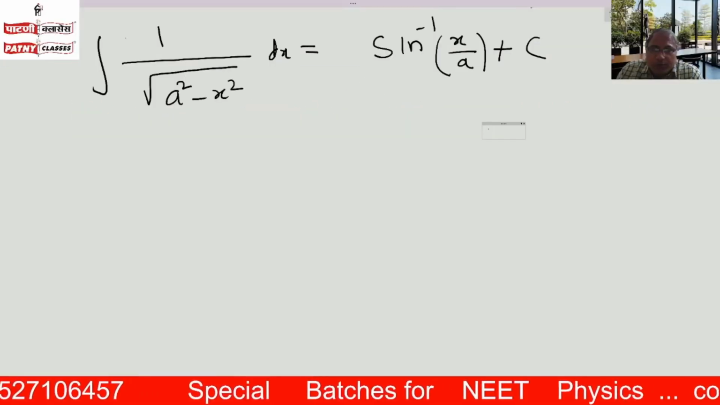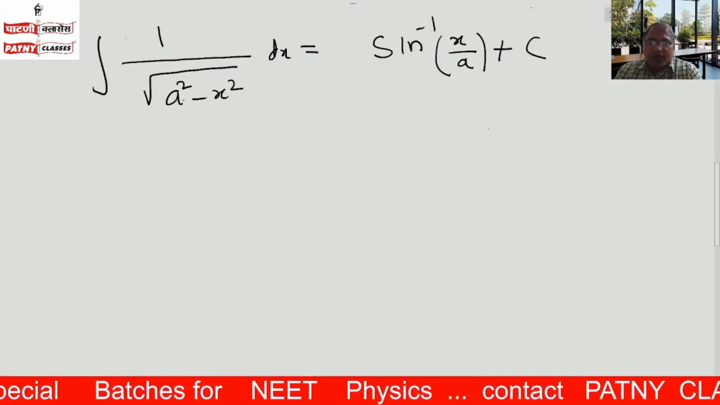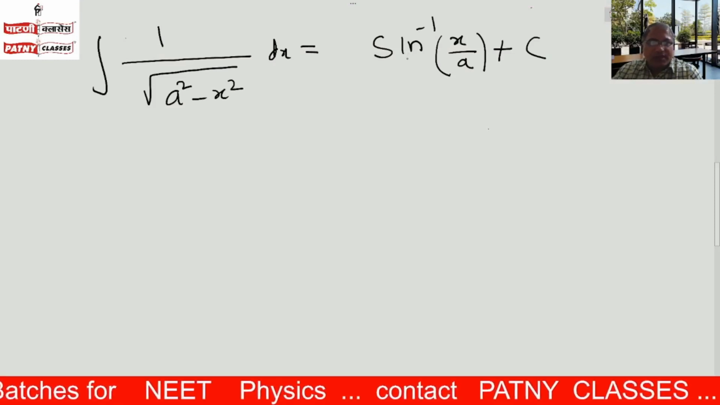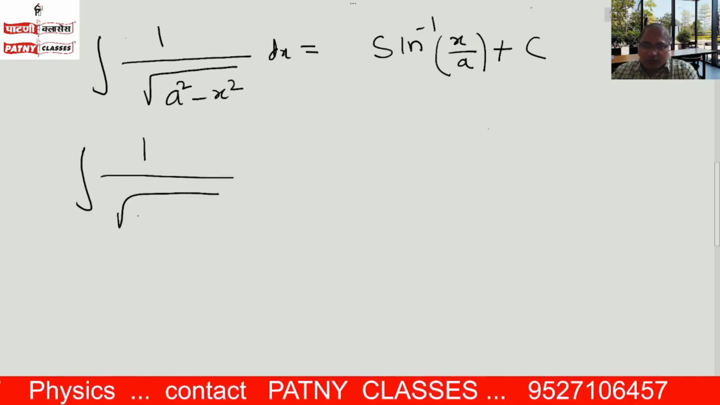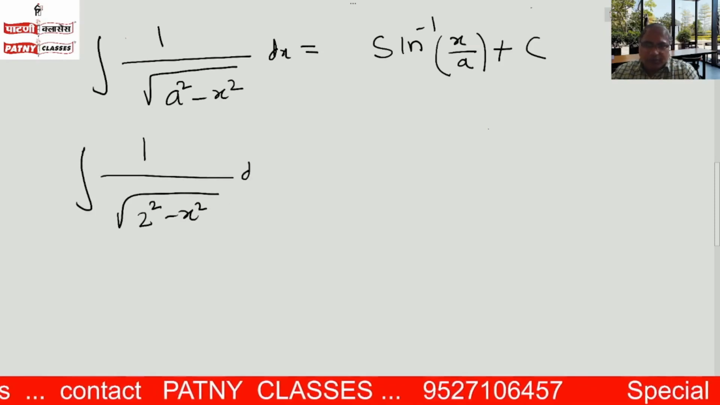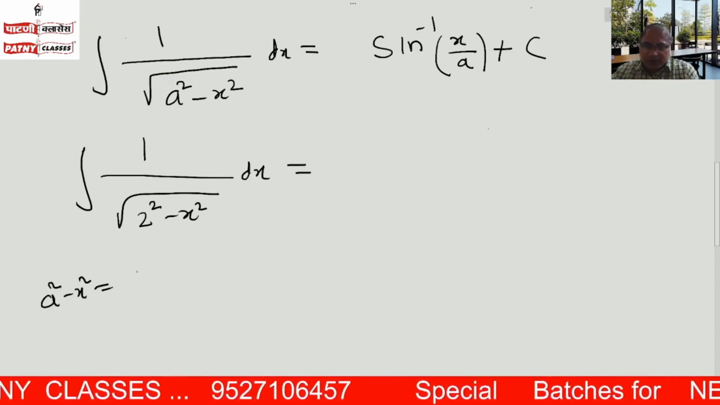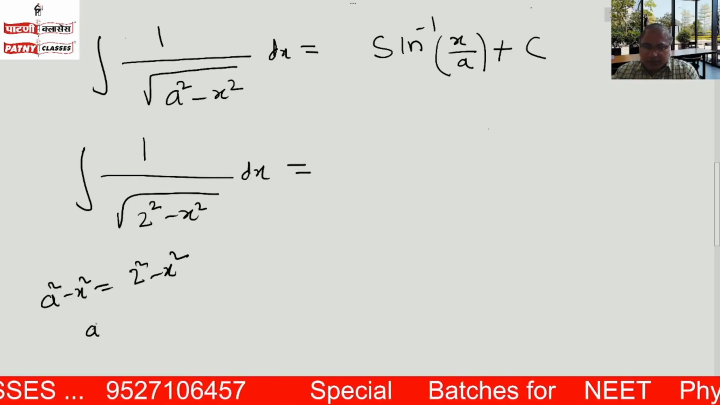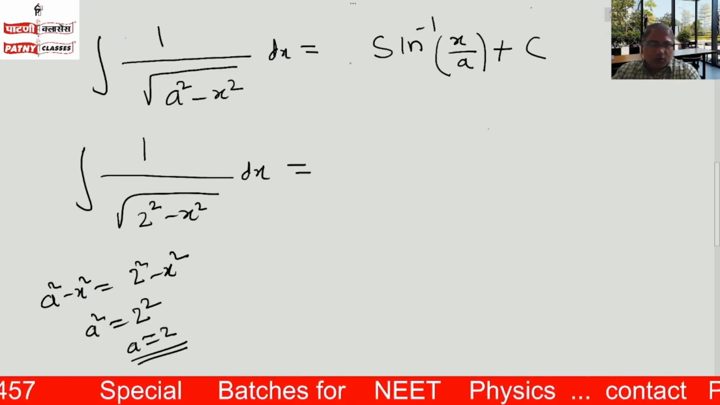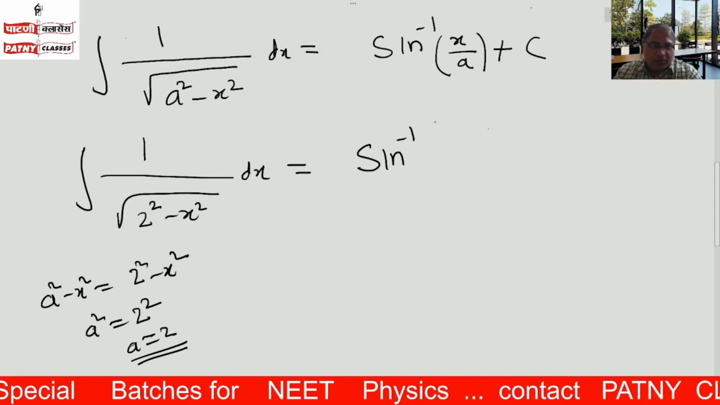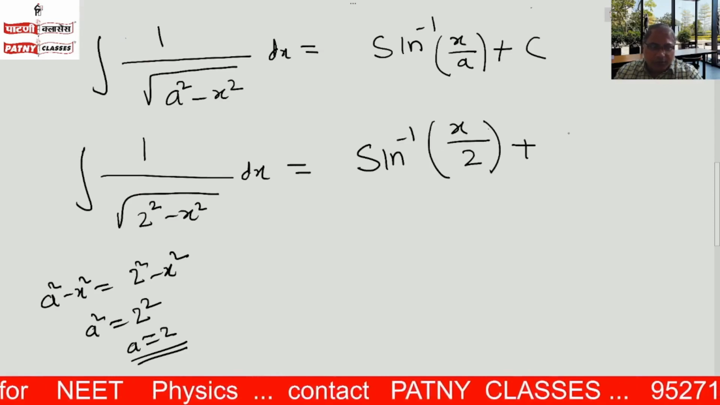Let us do the problems on the basis of this formula. Integration of 1 upon under root of a square minus x square with respect to x equals sine inverse of x upon a plus c. Example: 1 upon under root of 2 square minus x square with respect to x. When I compare a square minus x square with 2 square minus x square, a square equals 2 square, therefore a equals 2. So according to the formula, it equals sine inverse of x upon a. The a equals 2, therefore sine inverse x upon 2 plus c.